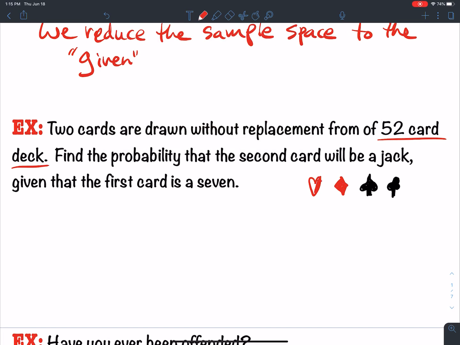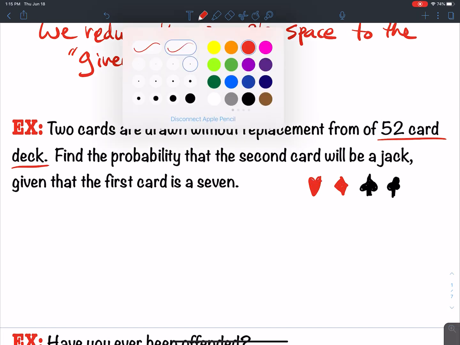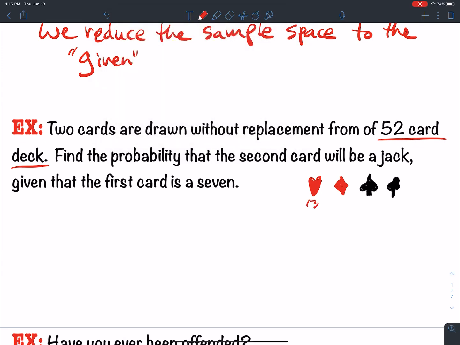Now, with each of these, there are 13 cards, right? There's 13, 13, 13, and 13. And it goes from 2, 3, 4, 5, 6, 7, 8, 9, 10, Jack, Queen, King, and Ace. Okay, so each suit has those cards in them. All right, so you're going to take 2 cards without replacement. So once you draw a card out of the deck, you don't put it back.